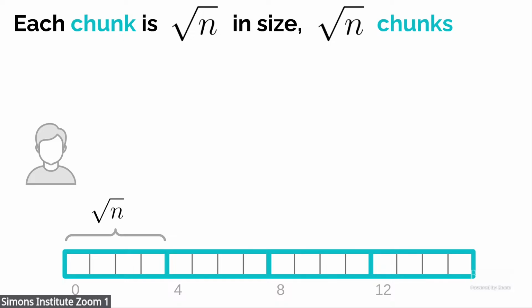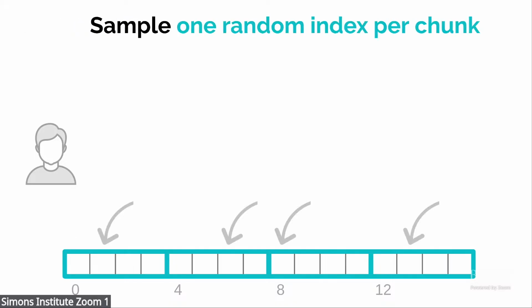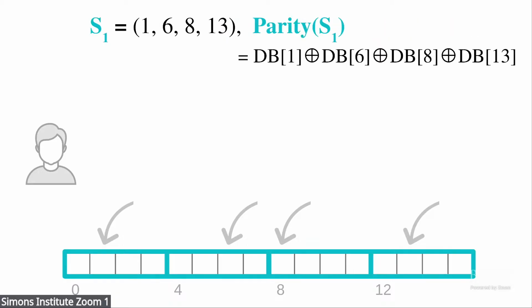Okay, so the idea is we are going to take this database and divide it into square root n size chunks. So there's going to be square root n chunks, and we are going to sample one random index from every chunk. This gives a set of indices. We are going to write down the set, and we are going to go to the server and compute the parity of the database at these selected indices.